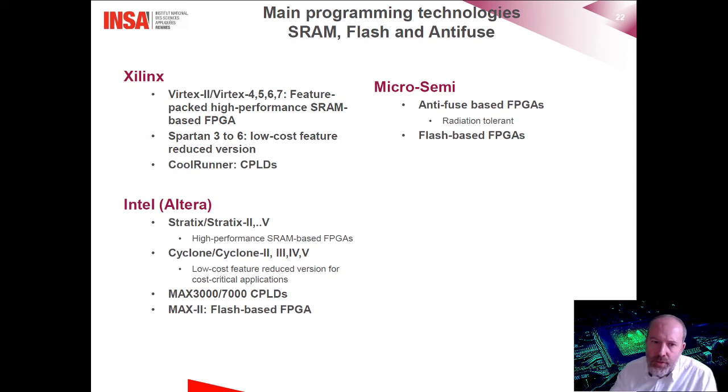The other vendors are often based on different technology. For example, Microchip uses the anti-fuse technology, which is radiation tolerant and focuses on specific parts of the market, space applications, avionics, etc. These applications have specific constraints that cannot be met by SRAM devices.